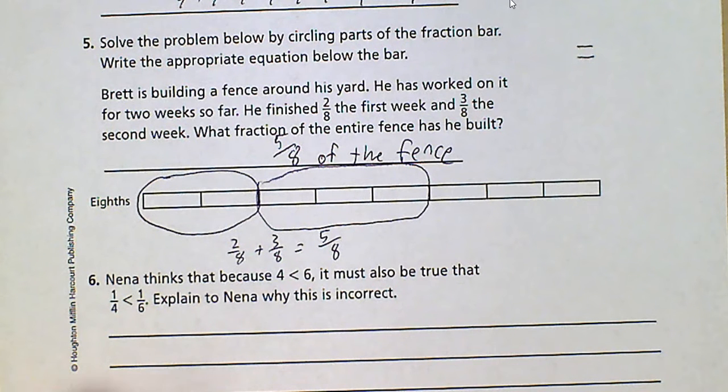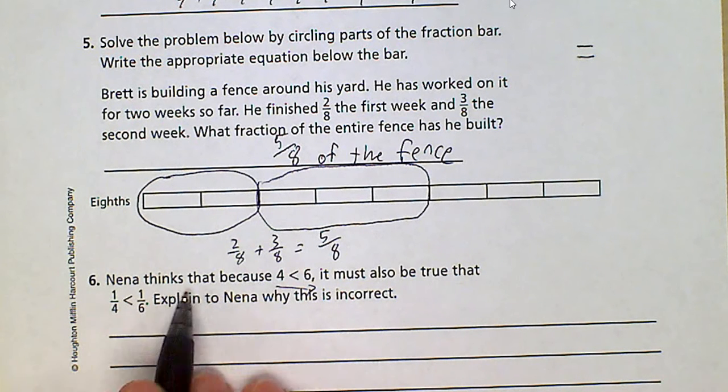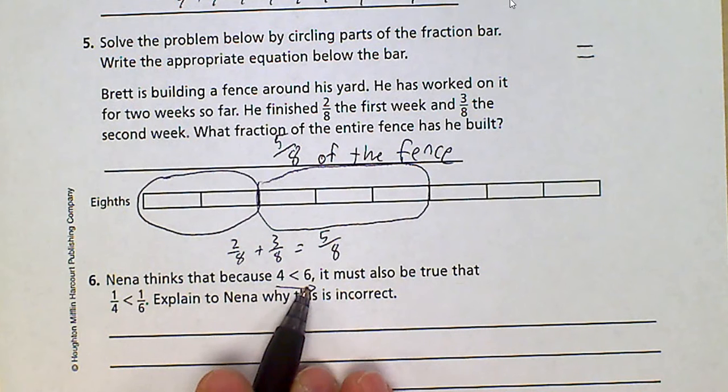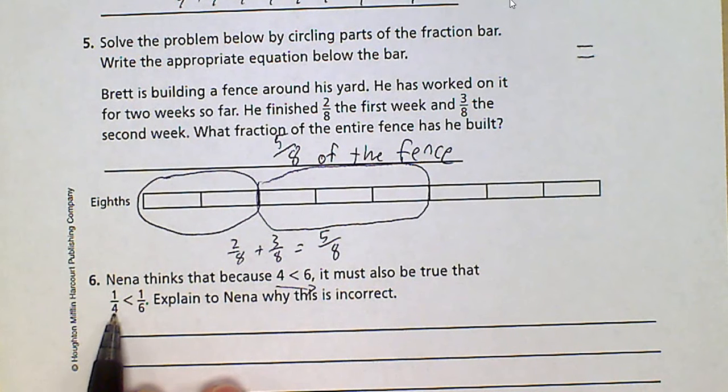Now, here's the thing. When you're reading this left to right, you kind of have to look at this and say, all right, well, does that say 4 is greater than 6 or 4 is less than 6? Obviously, the alligator is eating the big number, which is the correct way. So, in your head, just think, is 4 less than 6 or is 4 more than 6? It's less than. So you read this, 4 is less than 6. So Nina thinks that because 4 is less than 6, it must also be true that 1/4 is less than 1/6. Explain to Nina why this is incorrect. Why is that? Yes.